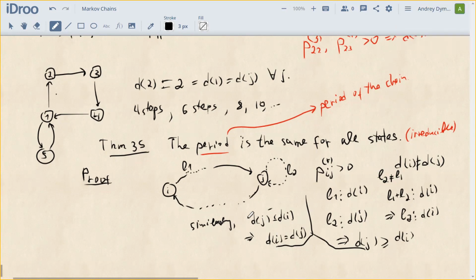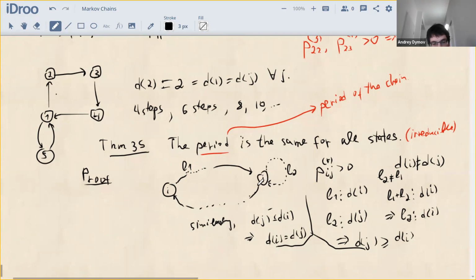There was a question in chat: why was L1 plus L2 divisible by d of I? Because you can also consider the loop which consists of the two loops together. You go like this, then you go like this, then you go like this. This is also a way you can go from the state I to itself. Then, by the definition of the period, the length of this long loop should be divisible by the period of the state I. So it should be divisible by d of I.